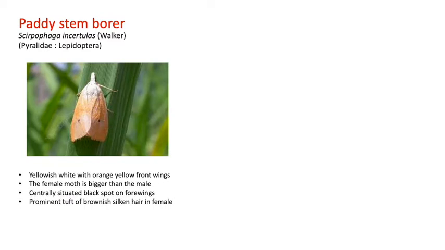The adults are yellowish white with orange yellow front wings and they have sexual dimorphism. The female moth is bigger than the male and has a centrally situated black spot on each forewing. The females also have a prominent tuft of brownish silken hair at the tip of their abdomen. Moths are attracted to light at night during March to April and October to November.